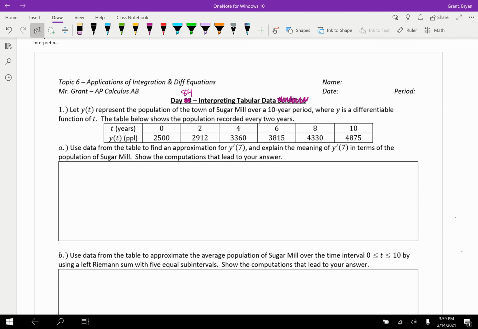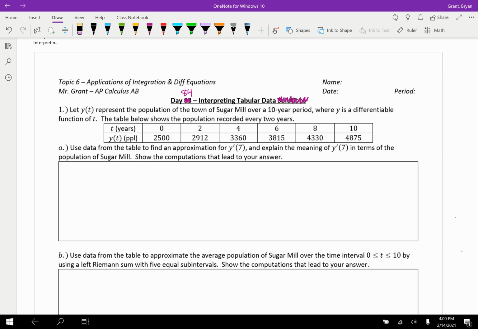Let y of t represent the population of the town of Sugar Mill over a 10-year period, where y is a differentiable function of t. The table below shows the population recorded every 2 years. So if we read this table right, in the second year, there's a population of 2,912 people in the town of Sugar Mill. We are going to use the data from the table to find an approximation for y prime of 7 and then explain what y prime of 7 means in terms of the population of Sugar Mill.